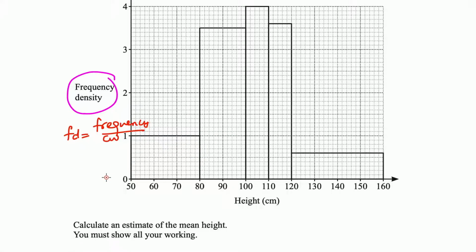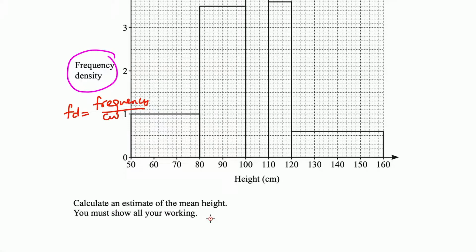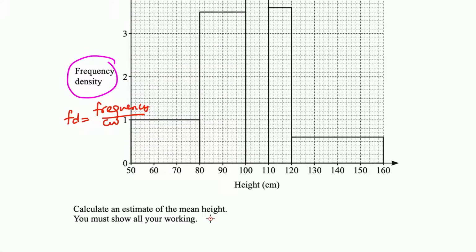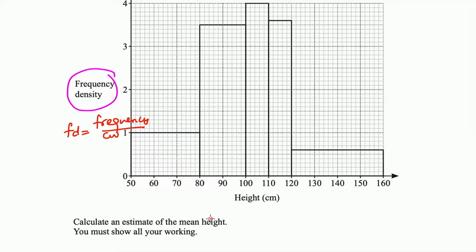Okay, so first of all, before we do the question, we can take the histogram and write all the values first, and then we'll construct it. 50 to 80, 80 to 100, 100 to 110, 110 to 120, and 120 to 160.